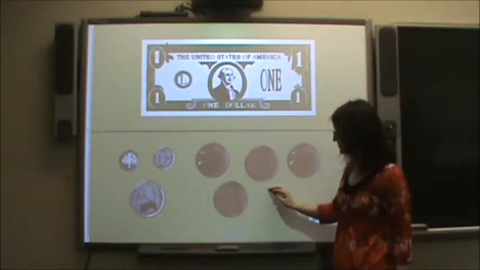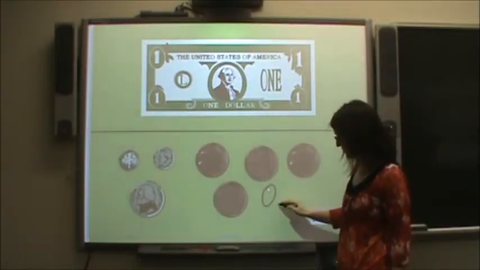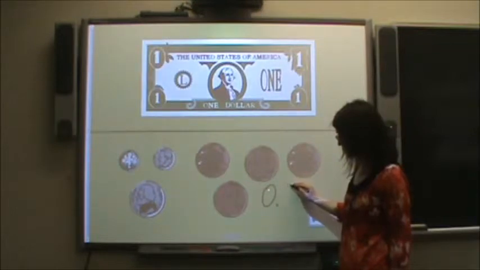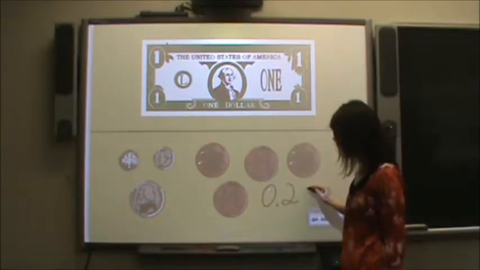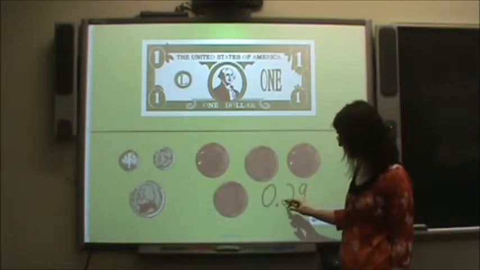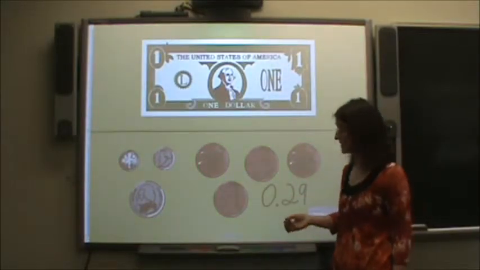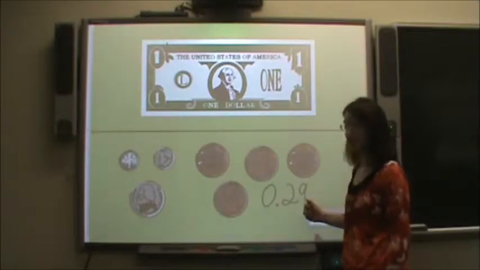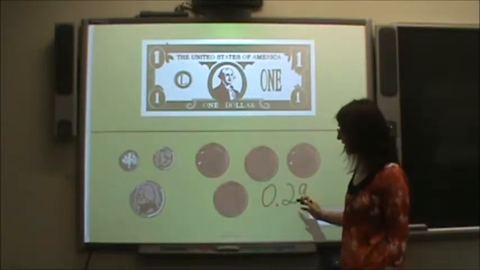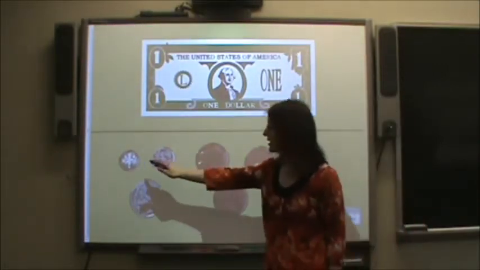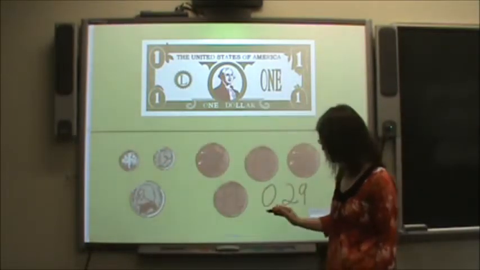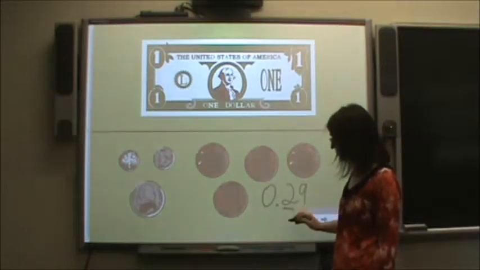Your decimal for this one is going to be 0 because we don't have any wholes, we don't have any dollars, and 29 cents. Or read it to yourself as a decimal: 0 and 29/100ths. I got that because each of these dimes is worth 1/10. So I have 2 tenths here. I put my tenths in the tenths place, so I have a 2.